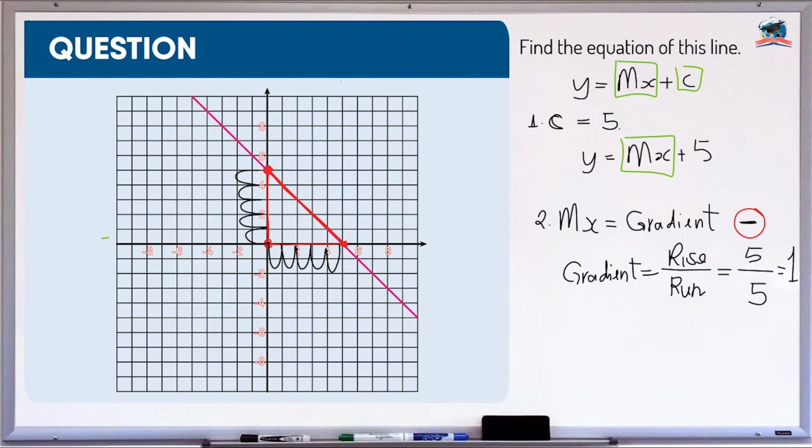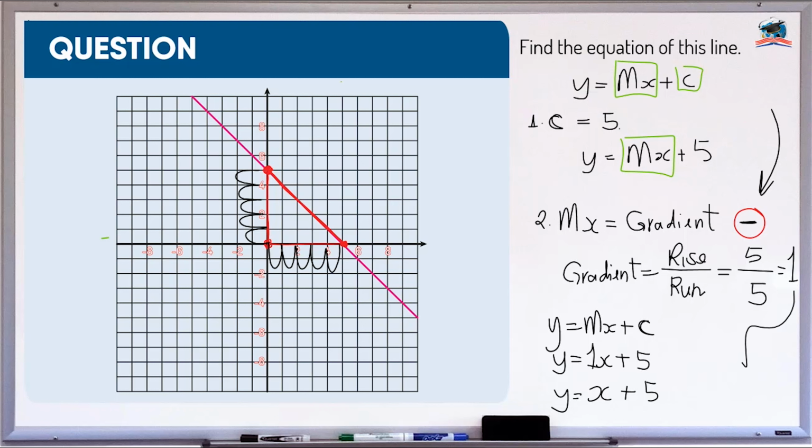Finally, our gradient is negative, so we have to add a negative sign in front of it. Our gradient, which is 1, is actually supposed to be minus 1. Since we made the 1 invisible, we still need to put a negative sign. So we rub this off and put a negative sign, and I'm going to make it red. So our answer is y is equal to minus x plus 5.